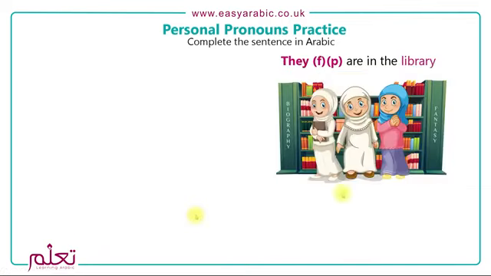Next one, they, female plural, are in the library. Okay, here female plural in the library. So the word we're going to use, because we're talking third person, is hunna, and then are in the library. The word for in is fi, and the word for library is maktab. Okay, hunna fil maktab, hunna fil maktab.